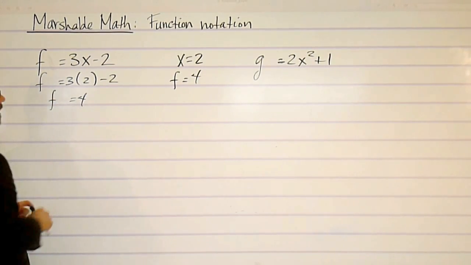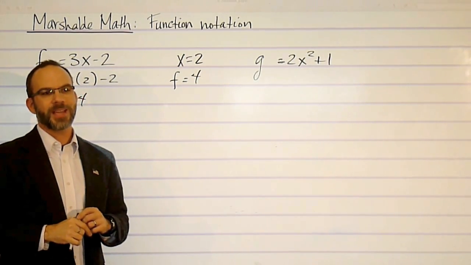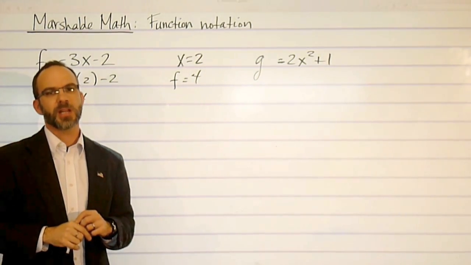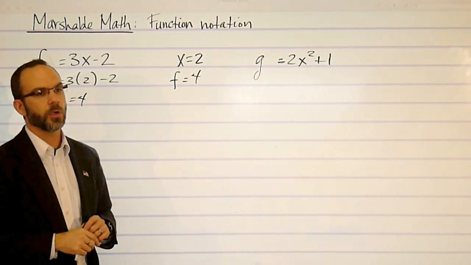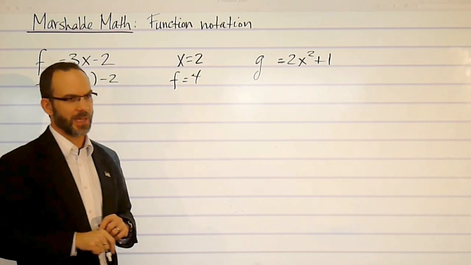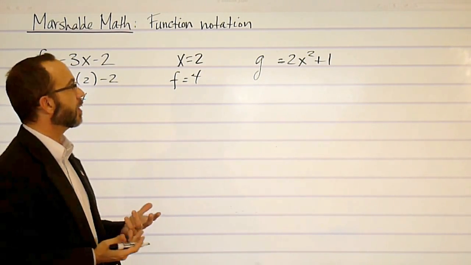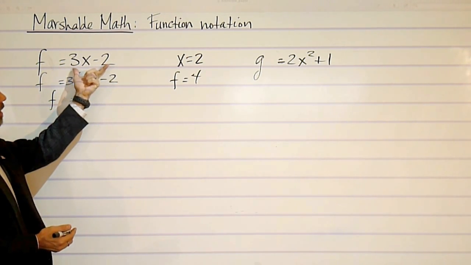that's still too wordy. It takes too much time and too much effort, and it's not efficient enough to say, when x is 2, then f is equal to 4. There's a more efficient way of saying that. So what we're going to use is what we call function notation. Function notation doesn't do anything different with the equation itself.